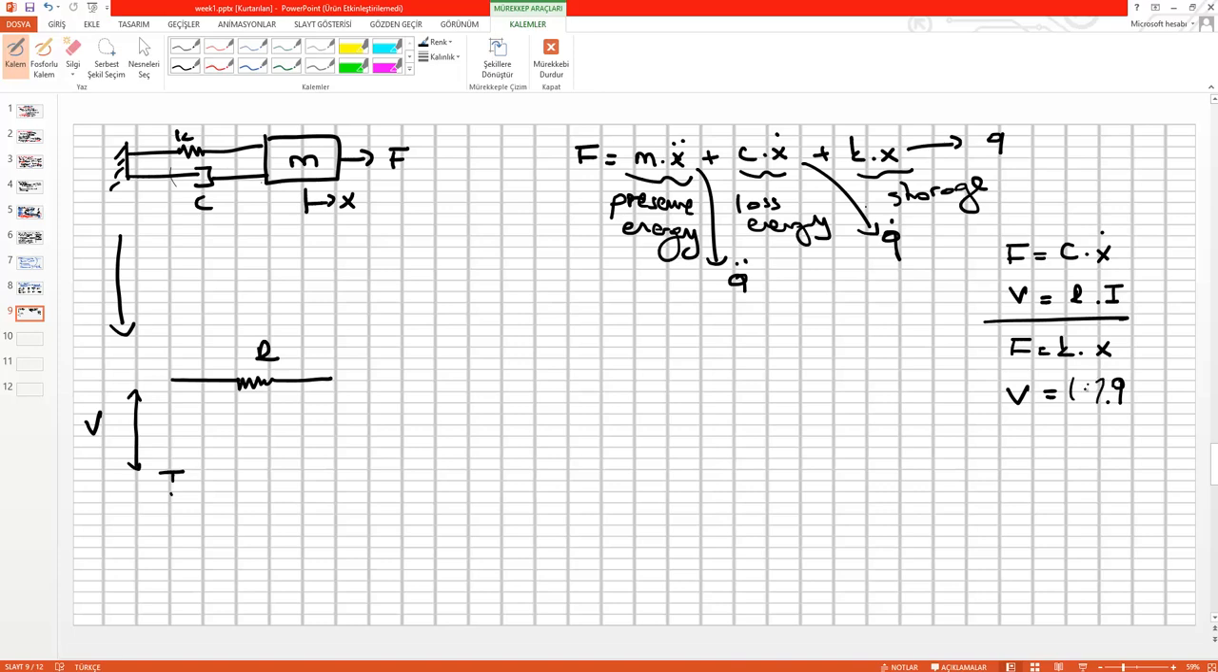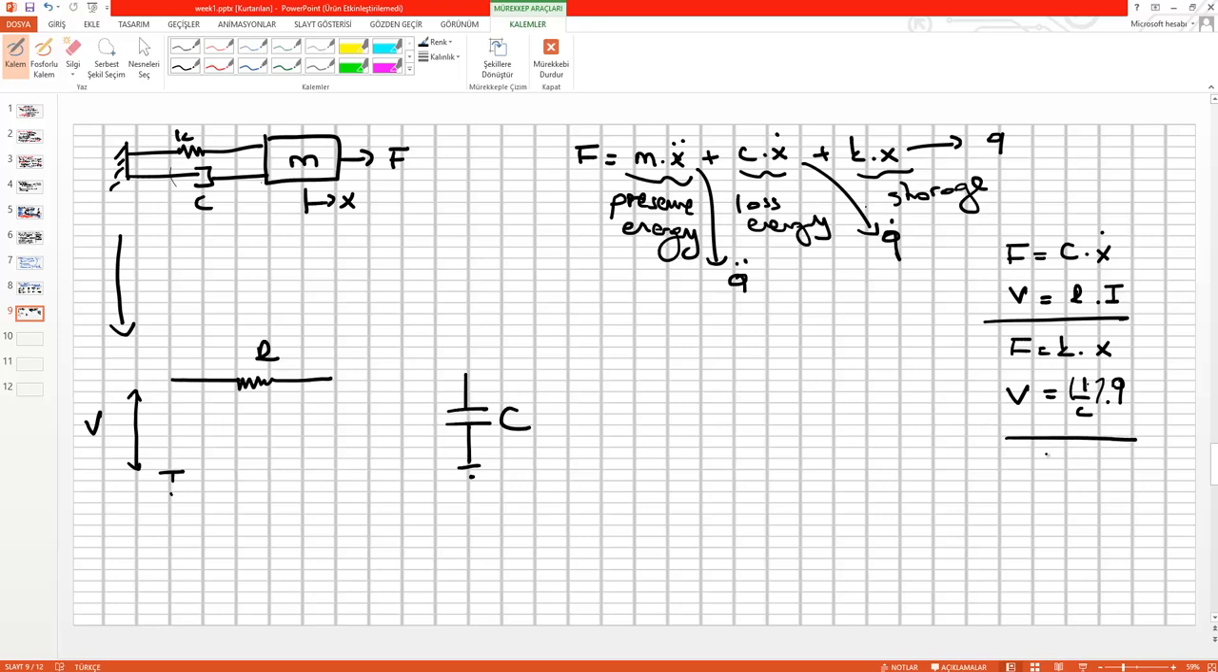And what's the value of this term? Not C, but 1 over C, 1 divided by C, because Q is equal to the voltage times capacity, right? If we have this information, then we can say that we have the C in here.